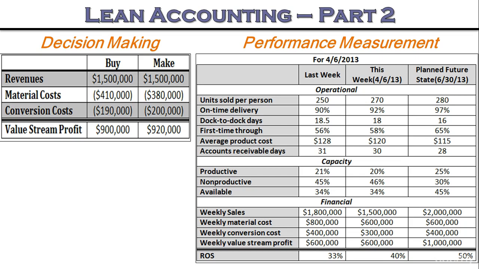For the operational measures, units sold per person is a partial labor productivity measure and is therefore a measure of labor efficiency. Productivity measures are discussed more completely later in the course.